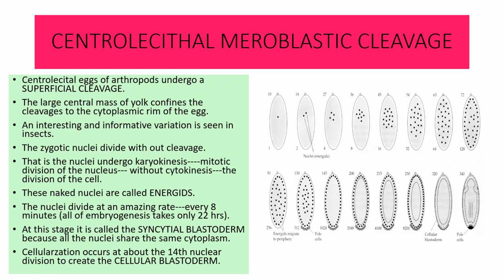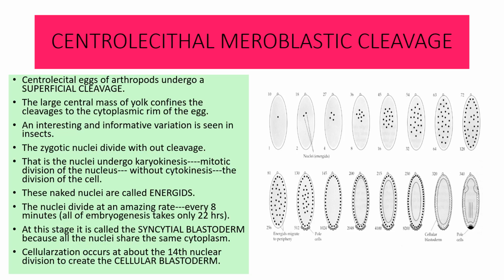Now coming to the centrolecithal cleavage, which is different in the case of insects. Here yolk is present in the center. So in this case, the zygotic nuclei divide without cleavage, right? The nucleus undergoes karyokinesis, that is the mitotic division of the nucleus. So a large number of naked nuclei are present. They are known as energids. A large number of them are present, right?